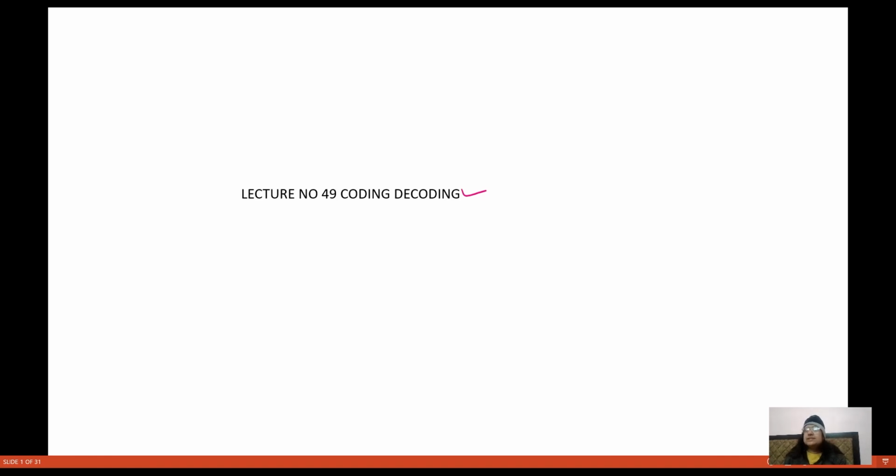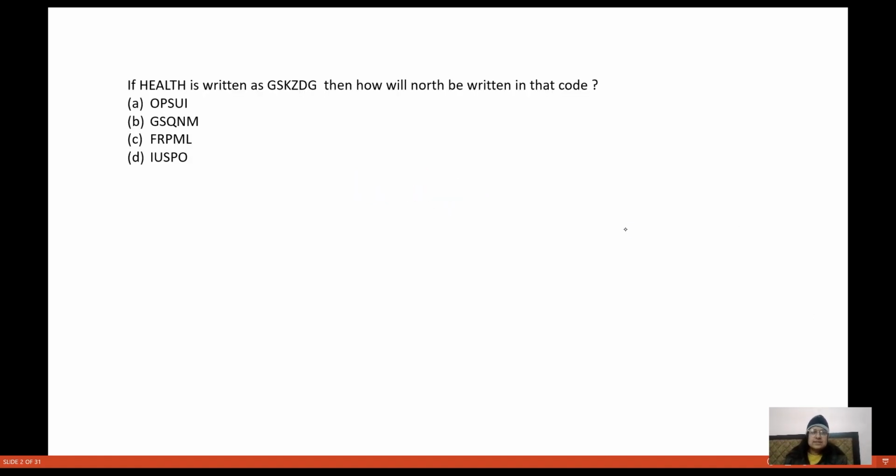you might have already seen that in coding and decoding, there is no special concept. Only we have to use our reasoning and we get our answers. It is just plain simple reasoning that we have to do. There is nothing else in coding and decoding. So let's start doing our question once more.